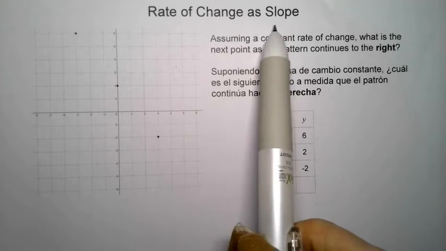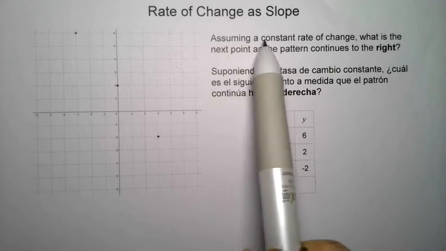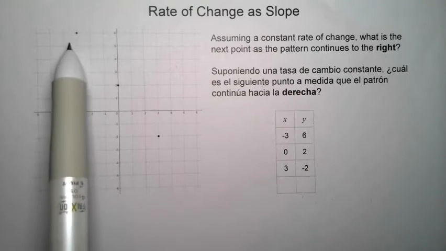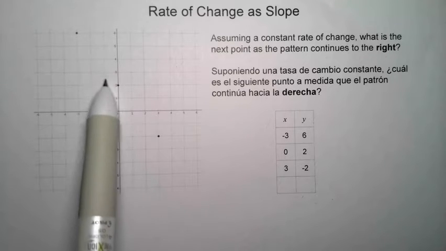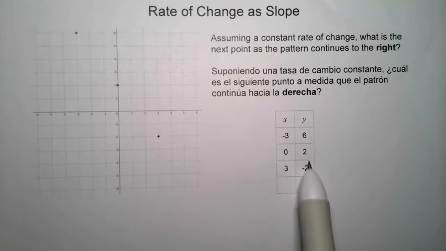Rate of change as slope. So assuming a constant rate of change, what is the next point as the pattern continues to the right? So we have a point here, here, and here. And those values are also represented in this table.